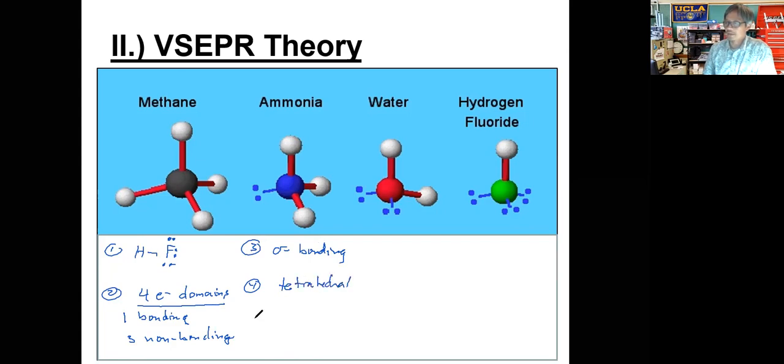And if we only have one bonding domain, the molecular geometry then will be linear. And finally, if we have 4 electron domains, the hybridization is going to be sp3 for the fluorine, and again, it's going to be an unhybridized s orbital for the hydrogen.